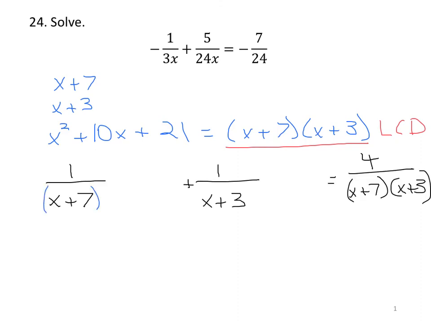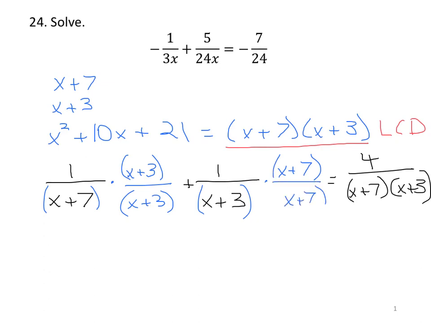So let's always put parentheses around our binomials. We're going to multiply by x plus 3 over x plus 3 here. And we're going to multiply by x plus 7 over x plus 7 here. And notice that when we do that, we get new fractions, all of which have x plus 3 times x plus 7. Doesn't matter if the order's switched. You can switch the order in multiplication.